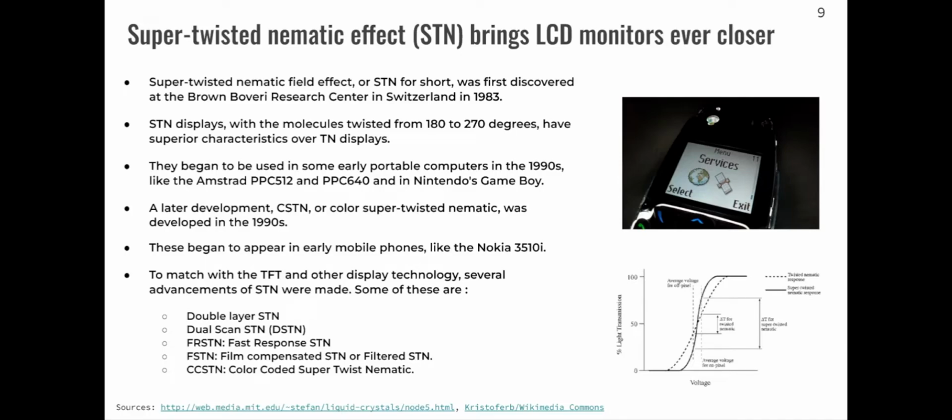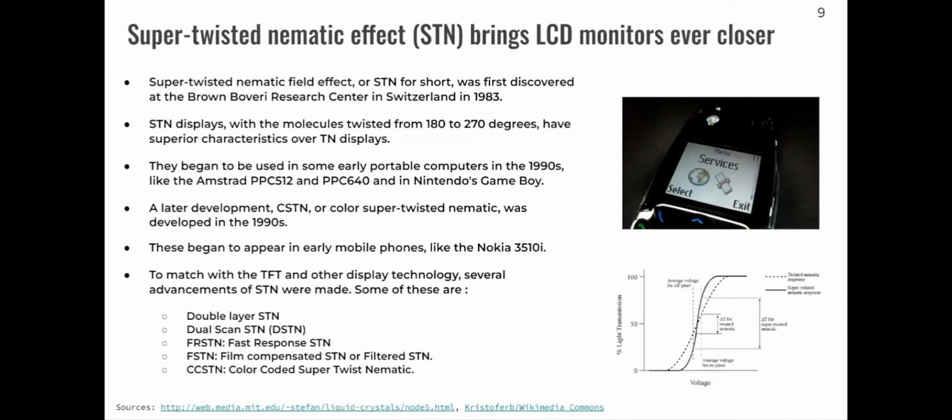A later development called color super twisted nematic, or CSTN, was developed in the 1990s. These were a color form of the electronic display screens originally developed by Sharp Electronics. So these color super twisted nematic LCDs began to appear in early mobile phones like the Nokia 3510i.